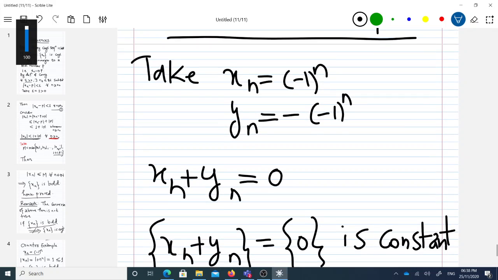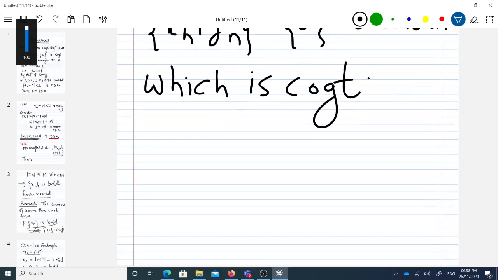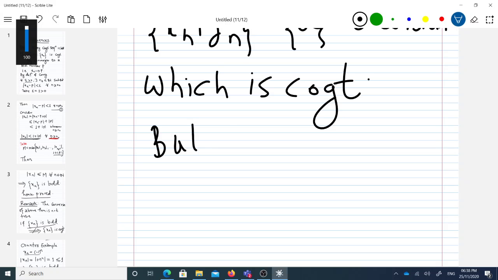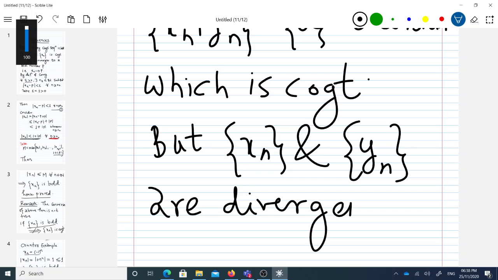So xn plus yn is convergent, but individually neither xn is convergent nor yn is convergent; xn and yn are divergent. So we have proved that the converse is not true by an appropriate counter example.